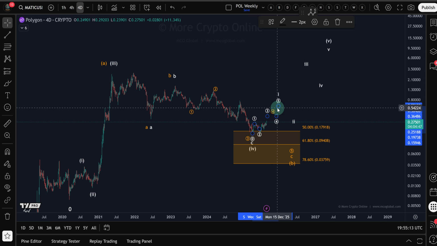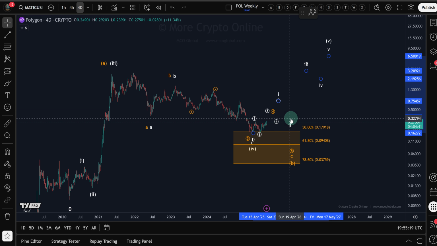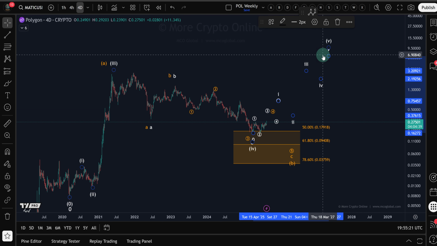After we get 5 waves, if we get, that is, it's a big if, then we can add support for this wave 2, and we can move higher accordingly to $5, $6 plus. This is of course super speculative, but I wanted to show you how the bigger picture, the larger time frame looks, so you don't get confused when we take a look at the smaller time frame.